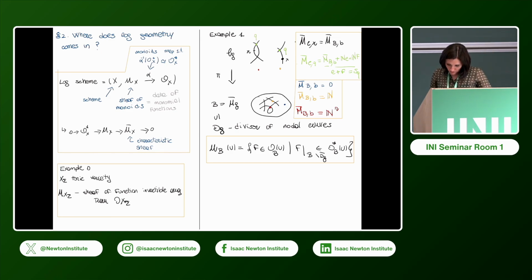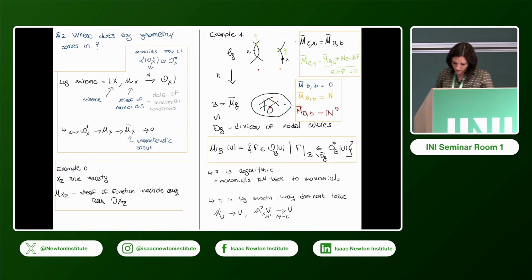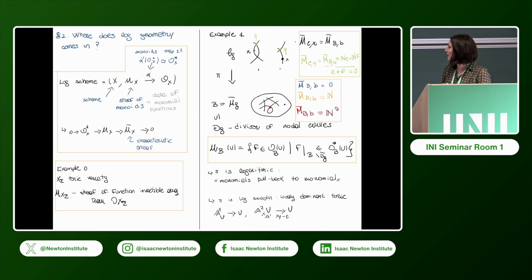And if we consider this log structure, then our map pi is going to be logarithmic. The way you should think of it is that what it means is that monomials pull back to monomials under this map. So locally it looks like a toroidal map or a toric map. And it is log smooth, which I'm not going to say what it means, but the way you should think is that, again, locally, it looks like a dominant toric morphism.